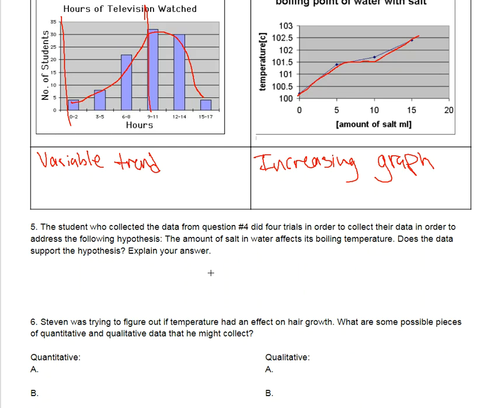If you're tempted to say, well, yeah, the amount of salt changed, so the temperature went up, so it's supported, you can't say supported if you can't trust your data. Since they only did 4 trials, that's going to be the important part. 4 trials means that you can't trust it. That's inconclusive, and you can't trust it.